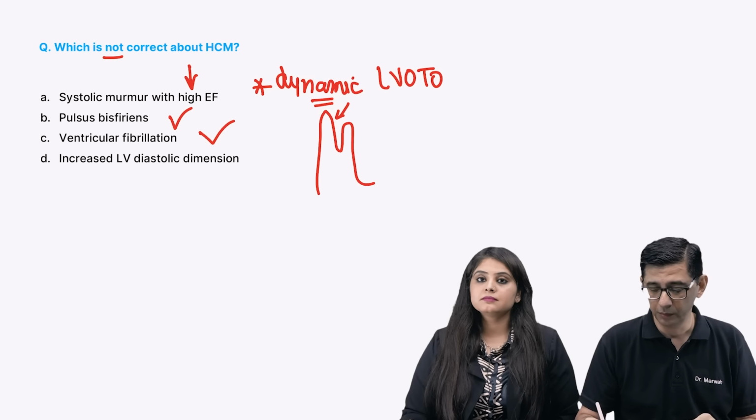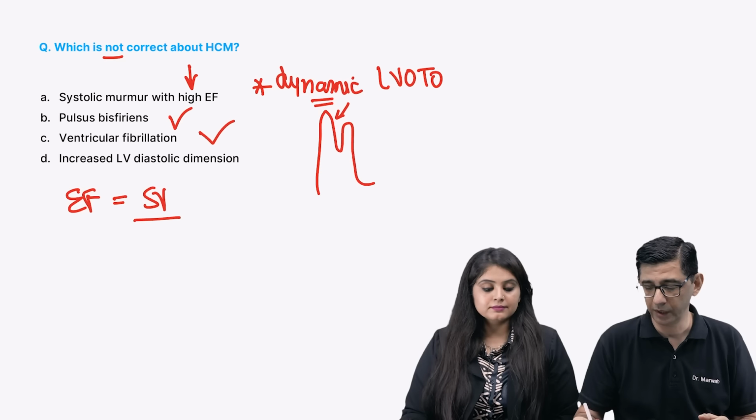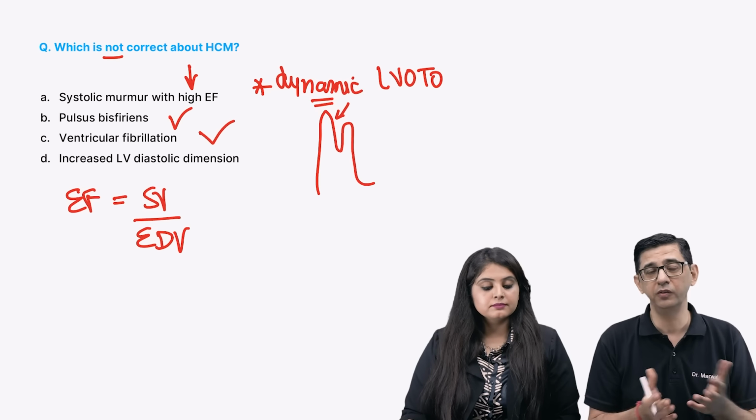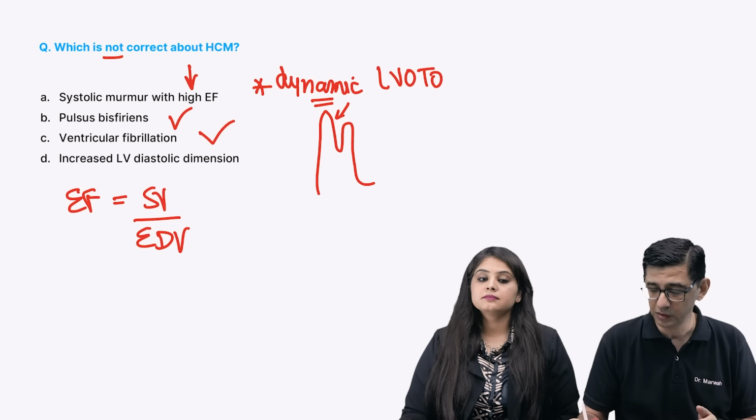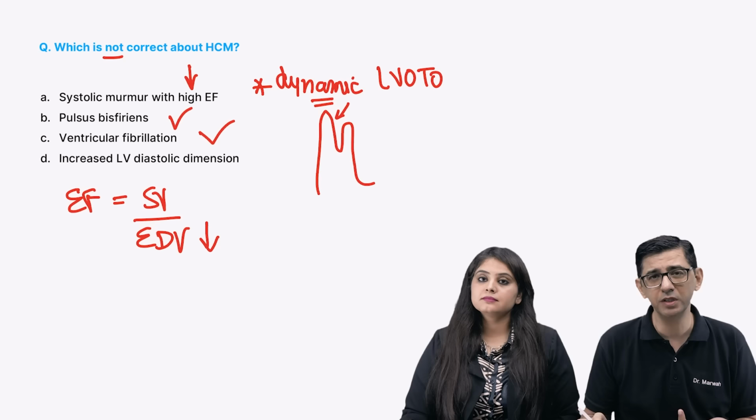You see, if you look at the term ejection fraction, this is only a mathematical ratio. It is stroke volume divided by end diastolic volume, and therefore what I can say is, if I decrease the value of the denominator, then the ratio will obviously increase.